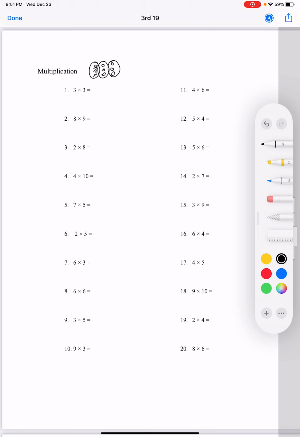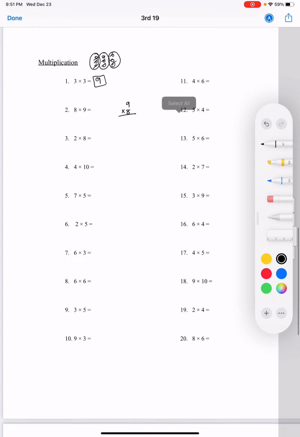1, 2, 3, 4, 5, 6, 7, 8, 9, and we get your answer, which is 9. 8 times 9. So we'll do long multiplication for this. Actually, long multiplication for single digit numbers is the same thing as just thinking of it in your head. So 9 times 8 would be 72.